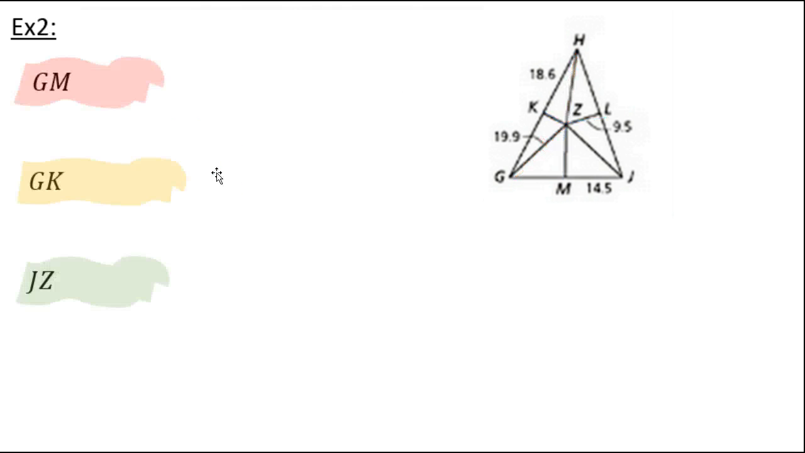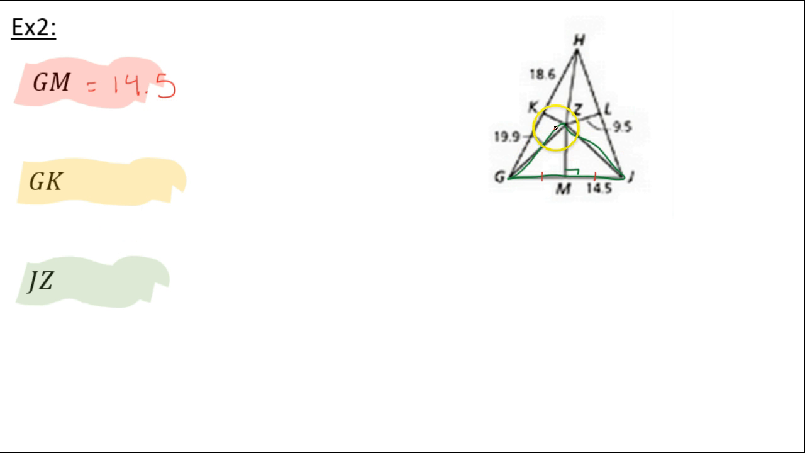Here we have a few more of these examples using the exact same triangle. I'm going to run through these fairly quickly. So if we want GM, this one here, if we isolate this triangle, we can also apply a perpendicular bisector. We know that this side has to be congruent to this side. So for GM, our measurement is 14.5.